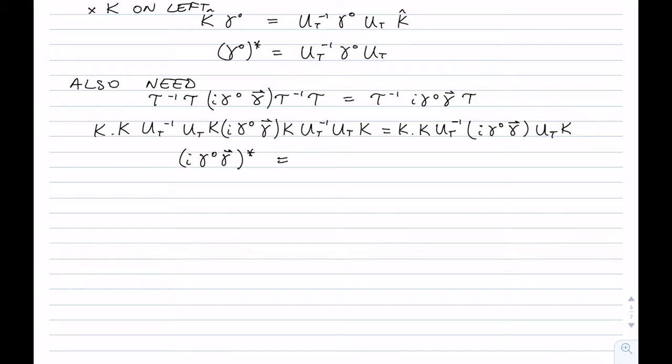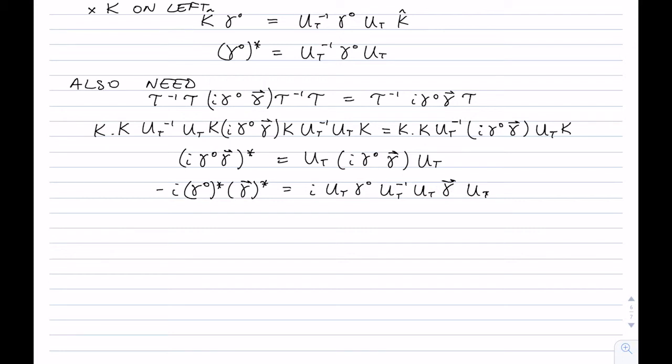So everything on the left-hand side just looks like that. Then I've got kk, which is 1. I've got ut i gamma naught gamma ut, and then there's another k on the right, but it's not acting on anything, so I can just leave it off. And now I'm going to write this as minus i gamma naught star gamma star. And here I'm going to introduce some additional factor. I want to write this as i ut gamma naught, and here I'm going to introduce ut minus 1 ut, so that's just introducing a factor of 1 between the two gammas.